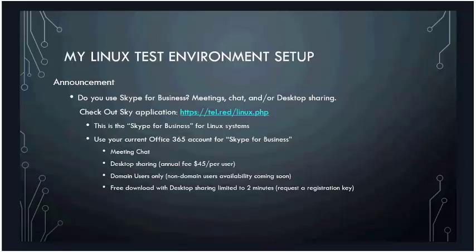One thing that I discovered while experimenting and fine-tuning my Linux machine is an application that you can use for Skype for Business. The application is called Sky, and practically it is the Linux version of Skype for Business. If you have an Office 365 account, you can use it. You can download it for free. You need a registration key in order to test it. It costs about $45 per user, but the quality is very good. It's just Skype for Business, the Linux version, and it works great.